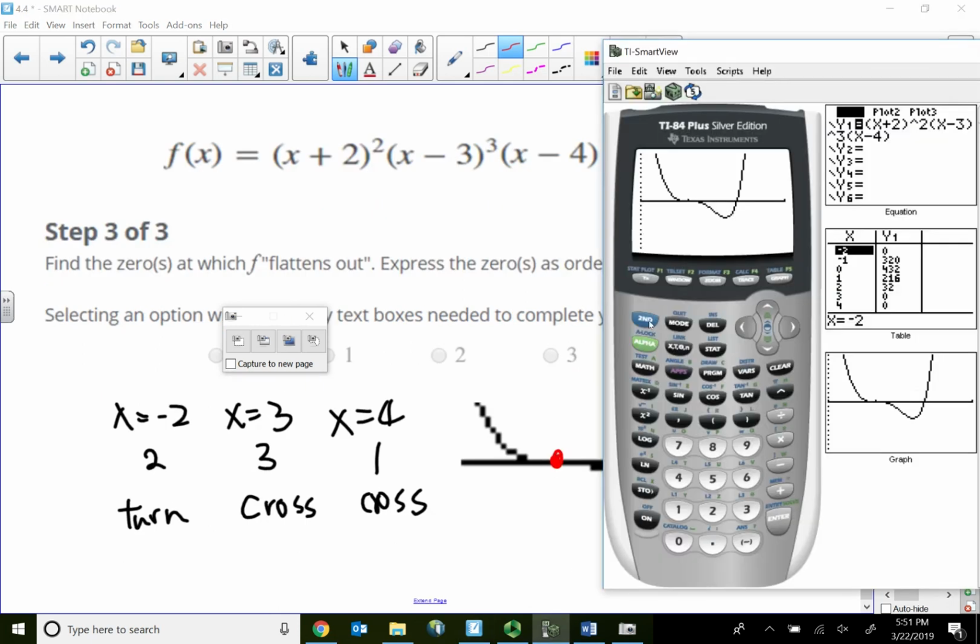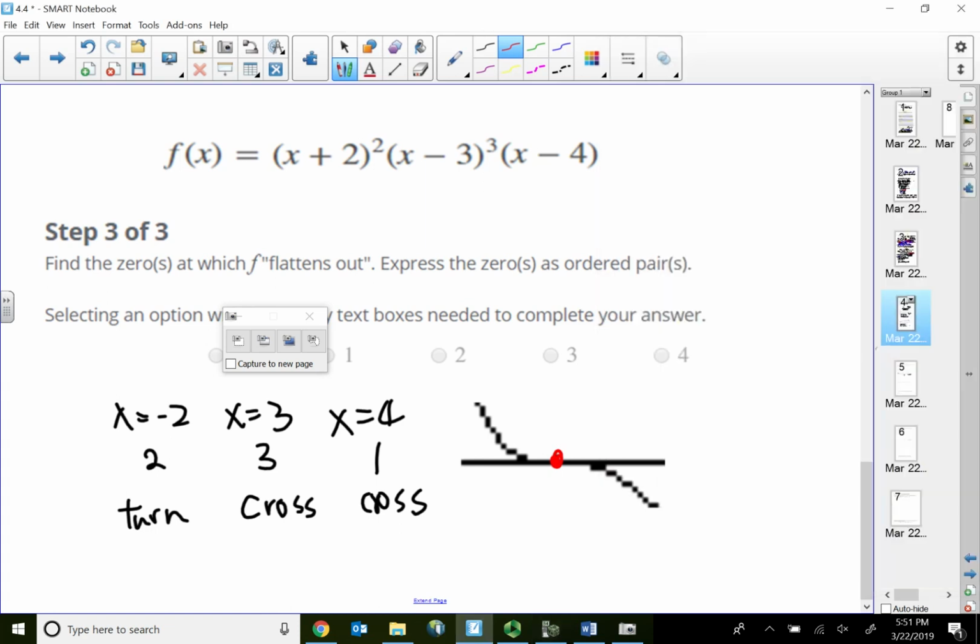If you don't believe me, we can go to second calc and type in any number right before 3. So if I do 2.9, the y value is 0.0264. It's so tiny, it makes it look like it's actually what? Flattened. All right. That's what they mean by that. So how many did I flatten out? 2 of them, because I got two x-intercepts that have a multiplicity of 2 or higher.